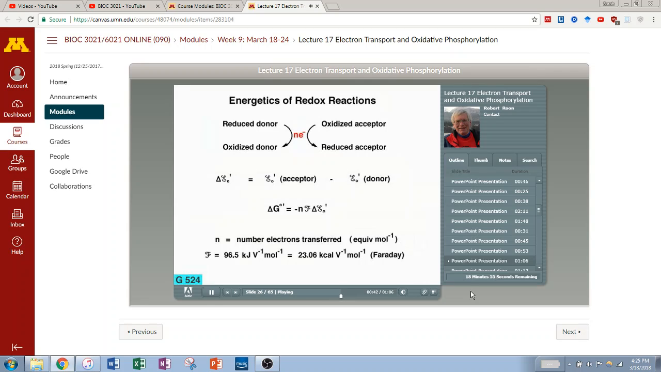This formula allows us to compare standard state voltage change in a reaction with the standard state free energy change. In other words, we can convert voltage changes to joules or calories. Note that there's a minus sign on the right side of the equation. That means that an energy-releasing reaction, which has a negative delta G 0 prime, will have a positive delta E sub 0 prime.